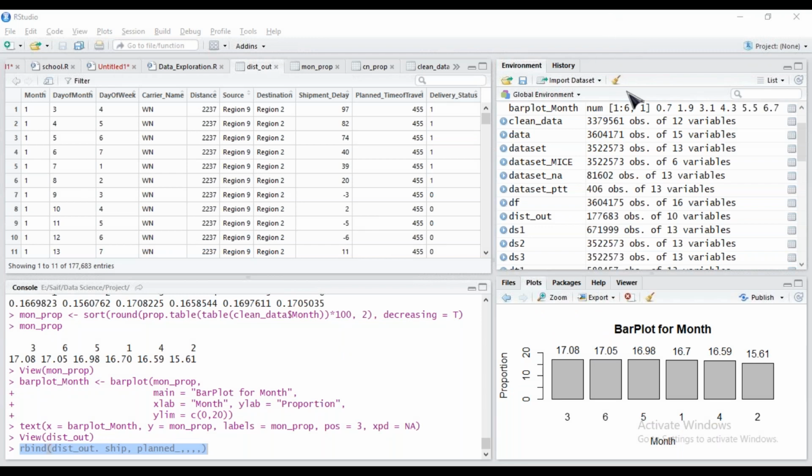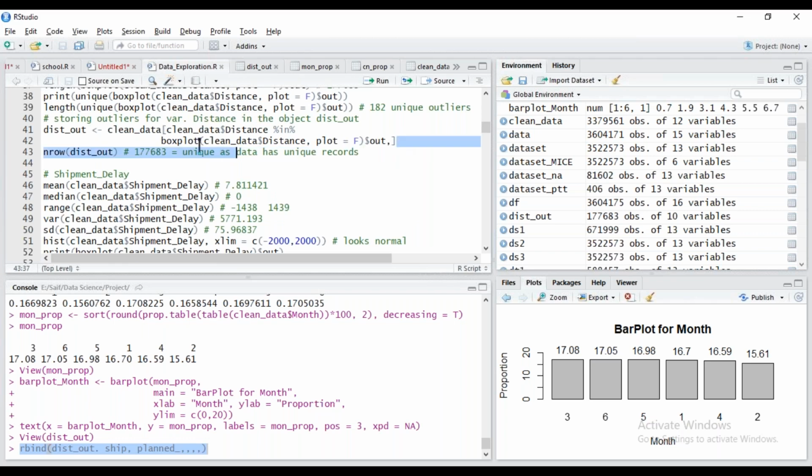Fine. Any further questions? For each variable, if we have the non-outlier and the outlier dataset, then how can we combine all the variables and all the datasets? This command over here, Tejaswini, is including all the rows and all the columns, and it is including the rows of distance which have got the outliers.